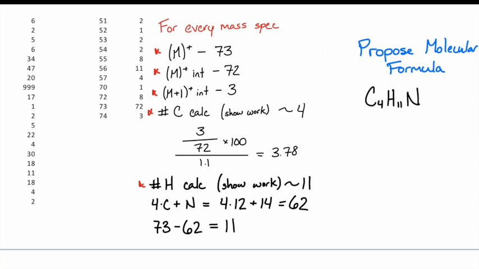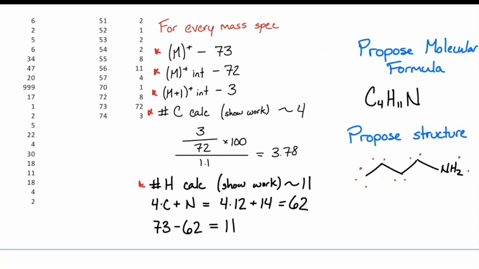And then the last thing we're going to do to round this off is propose a structure. Let's make sure that we can actually draw something, anything. If you can draw anything, that's fine, that corresponds to this formula here, as long as it doesn't violate our bonding rules. So the easiest thing would be 4 carbons in a row, 1, 2, 3, 4, plus my nitrogen. Does this have 1, 2, 3, 4, 5, 6, 7, 8, 9, 10, 11? Yep, checks out. Cool.